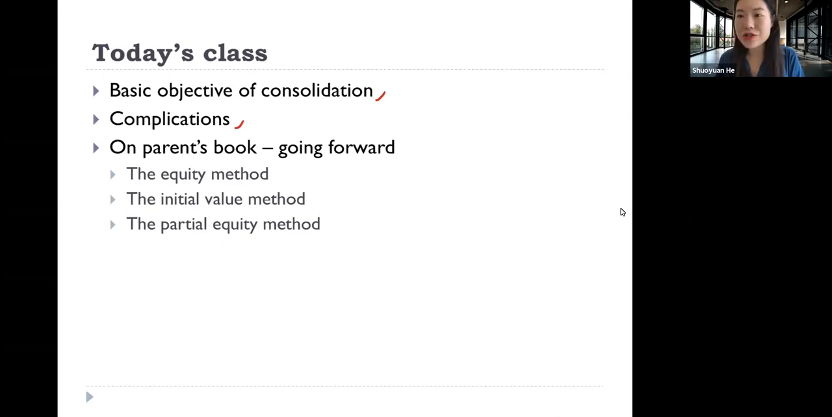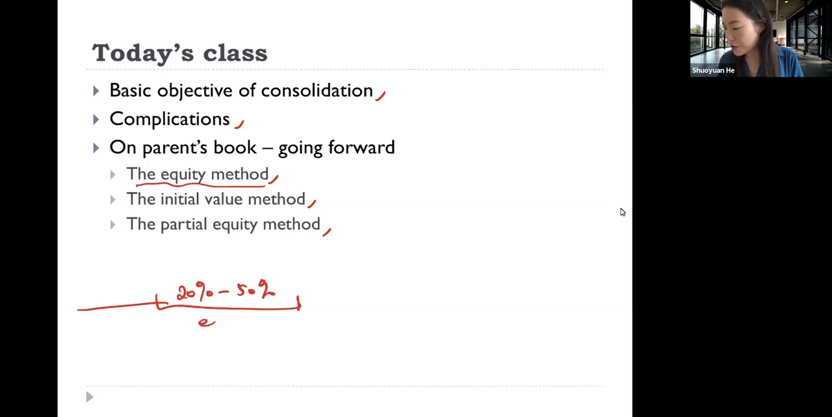Specifically, the parent may choose to use any of three methods: the equity method, initial value method, and partial equity method. One thing to notice is that the equity method we're going to talk about here is the equity method the parent uses when it chooses to do consolidation. Once we go to the journal entries, you will see that they are very similar to the equity method we talked about before, which is between 20 to 50% ownership. If it is within this range, we use the equity method.